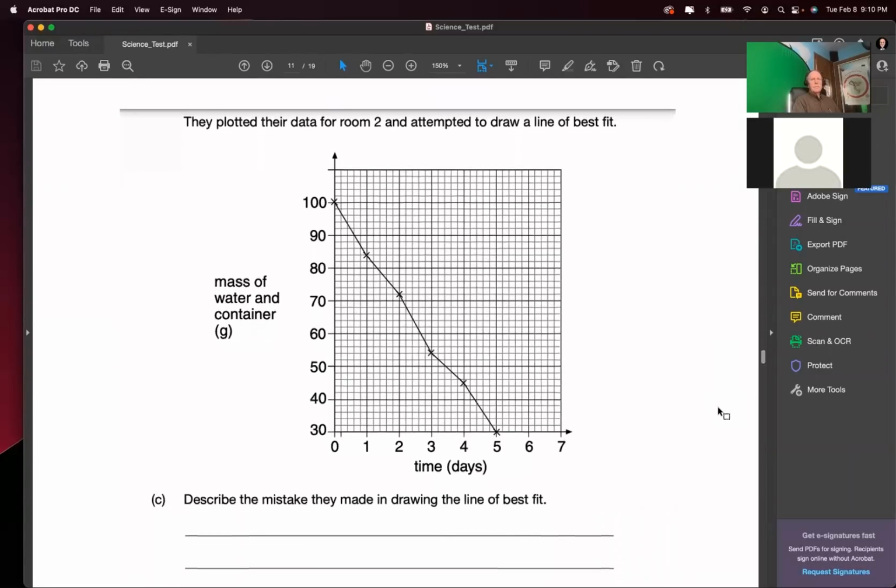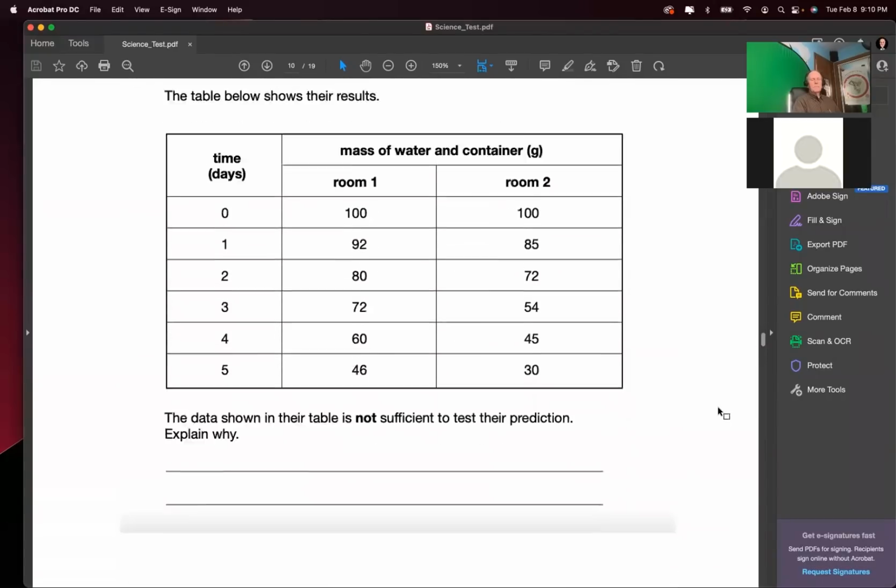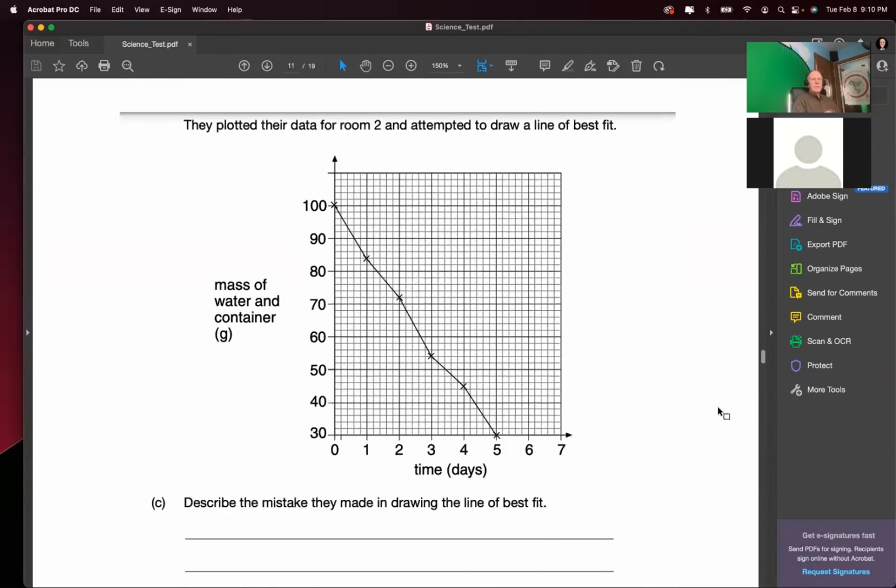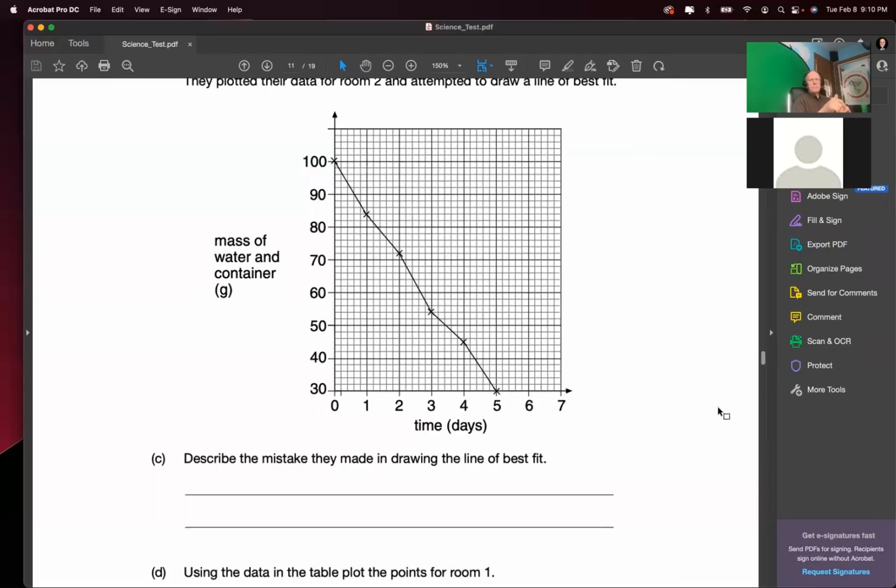I think that would be all one. All right. They plotted their data for room 2 and attempted to draw a line of best fit. So they drew the mass of the water in the container against the number of days. Describe the mistake they made in drawing a line of best fit.